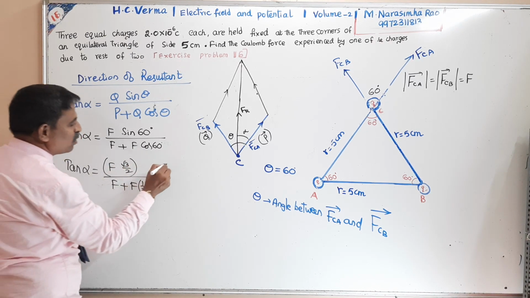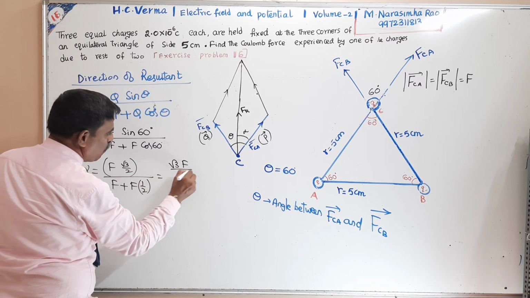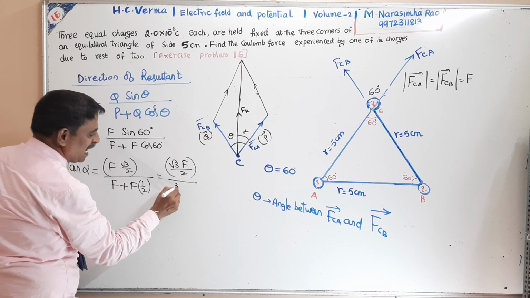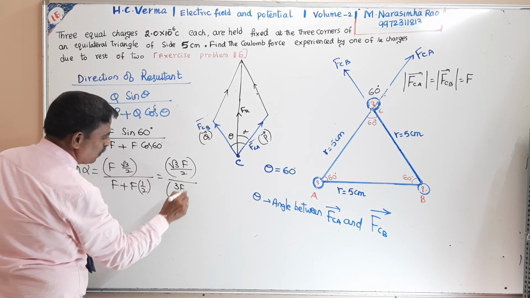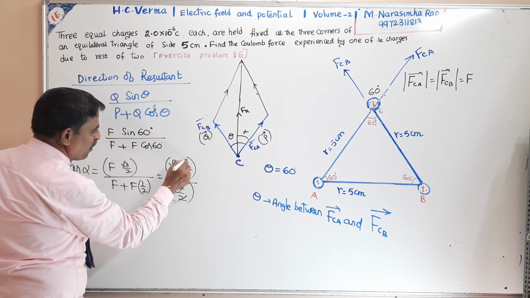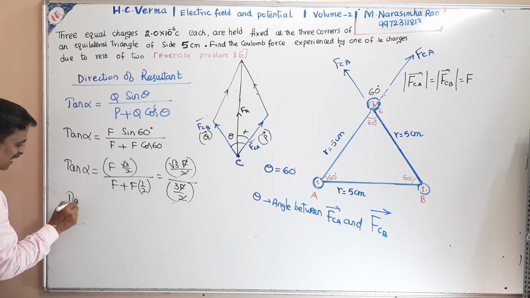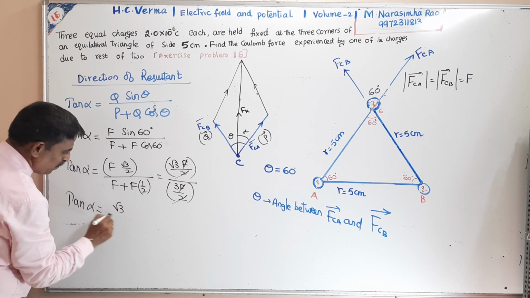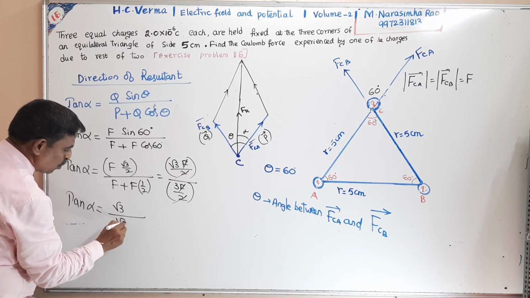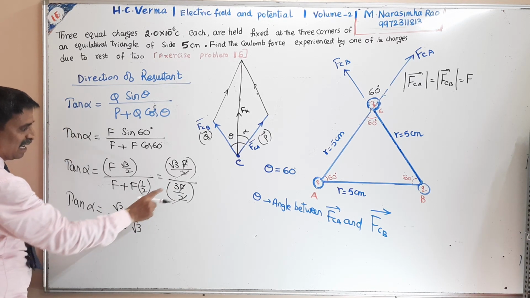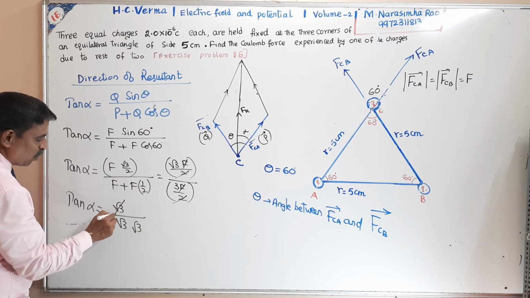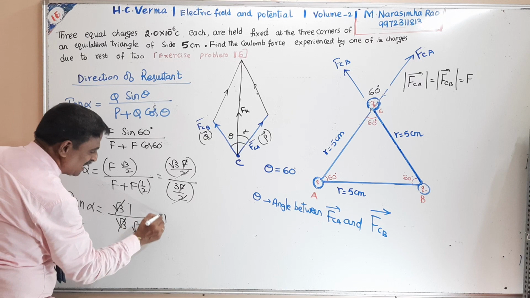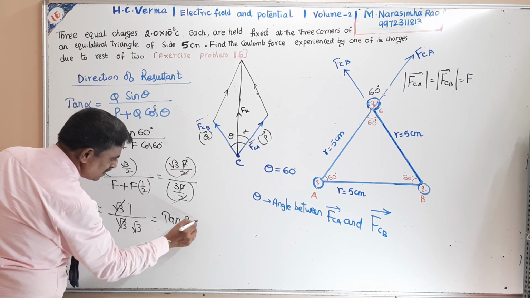Root 3 F by 2, divided by F plus F by 2, which is 3 F by 2. The 2 gets cancelled, F gets cancelled. Tan alpha is equal to root 3 by 3. 3 can be written as root 3 into root 3, root 3 cancels, giving 1 by root 3, which means tan 30 degrees.